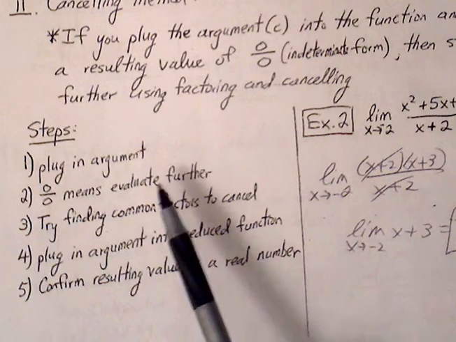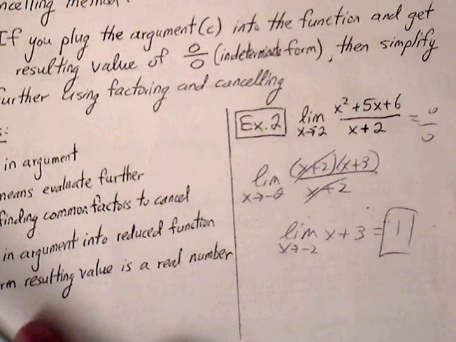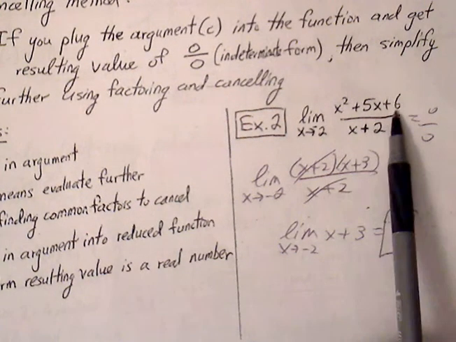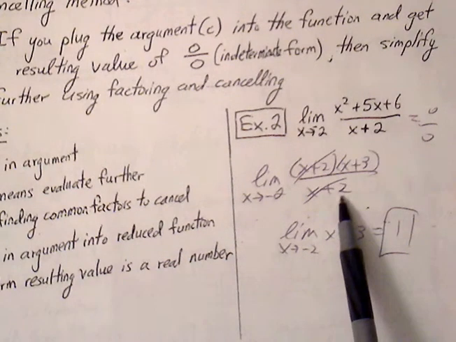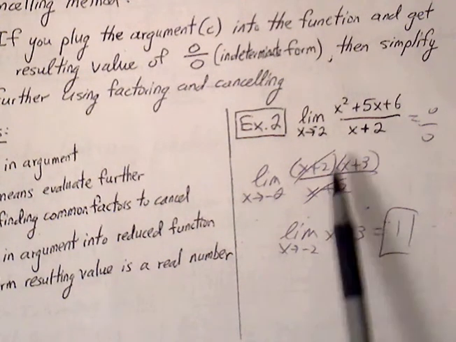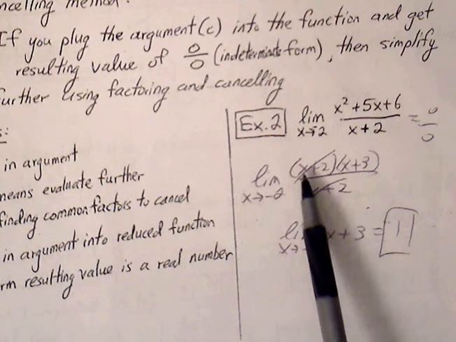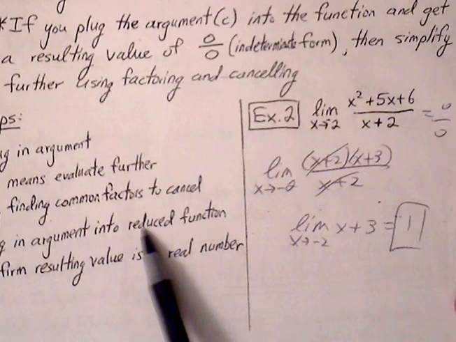and see if that will help us get closer to the answer. So if we look at the numerator, x squared plus 5x plus 6, we can factor this: x plus 2 times x plus 3, and the denominator is x plus 2. Now, there are common factors between numerator and denominator, so we take those out, which leaves us with x plus 3. So now we have our reduced function.